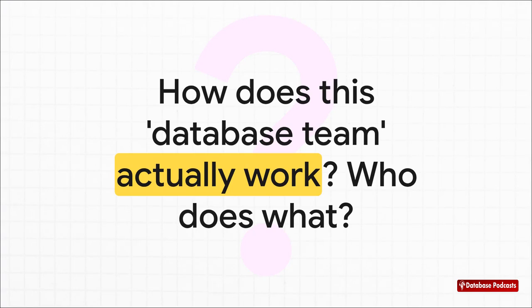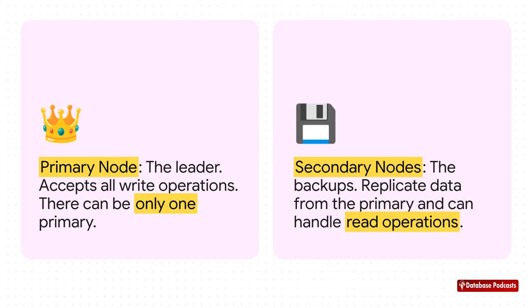So you're probably wondering, how does this all work? Who's the boss? Who's just following orders? Understanding these roles is really the key to getting why replica sets are so powerful. Okay, here's the breakdown. In every replica set, there is one and only one primary node. This is the leader. It's the boss. Every single write operation, an insert, update, or delete, has to go through the primary. This makes sure there's always a single source of truth.